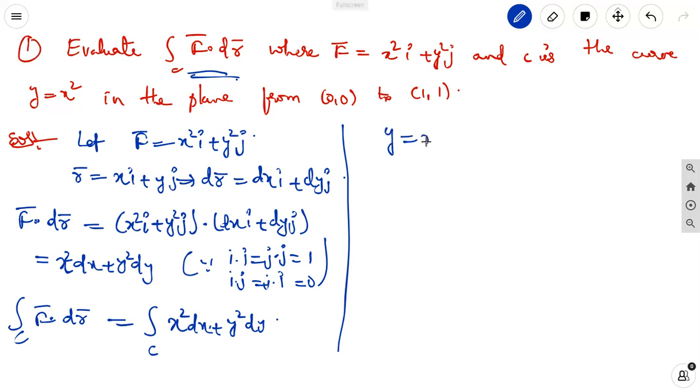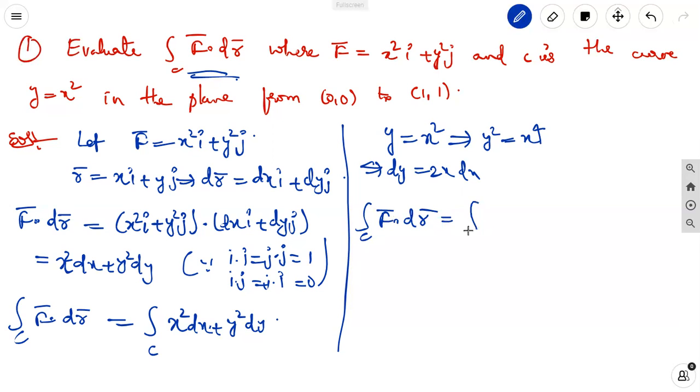Here we know that y is equal to x square, and the derivative on both sides gives dy is equal to 2x dx. From this y equal to x square, if we want to change the y variable to the x variable, in the place of y square we can write x power 4, and in the place of dy we write 2x dx. Then the integral over C of F vector dot dr vector is equal to the integral over C of x square dx plus x to the power of 4 into 2x dx.